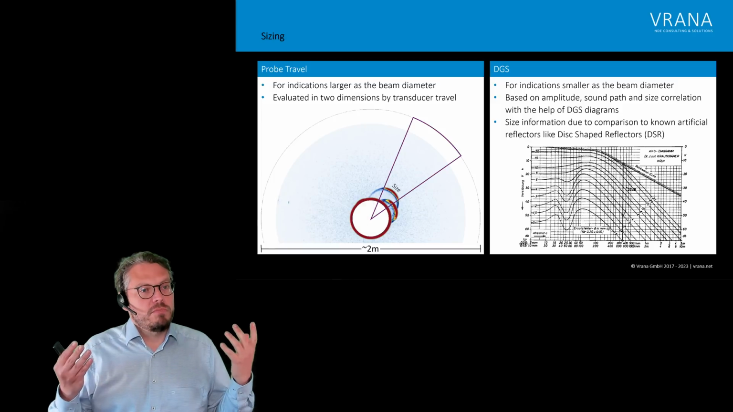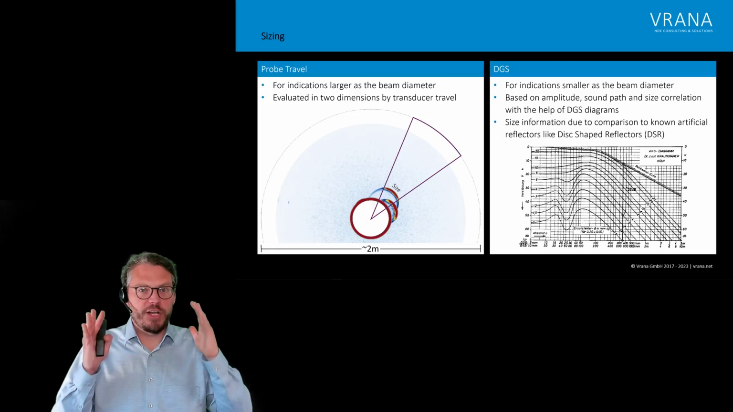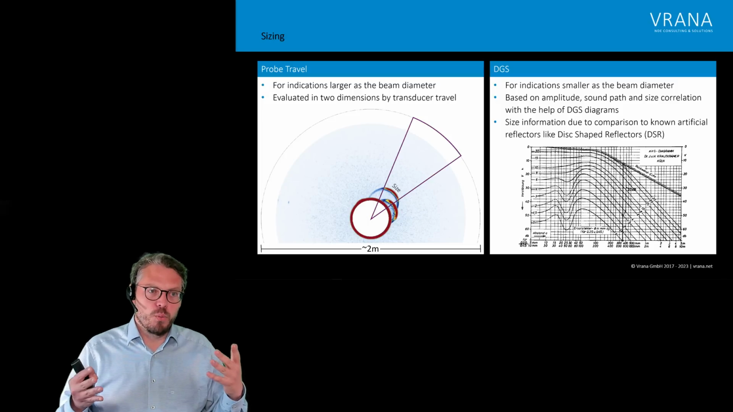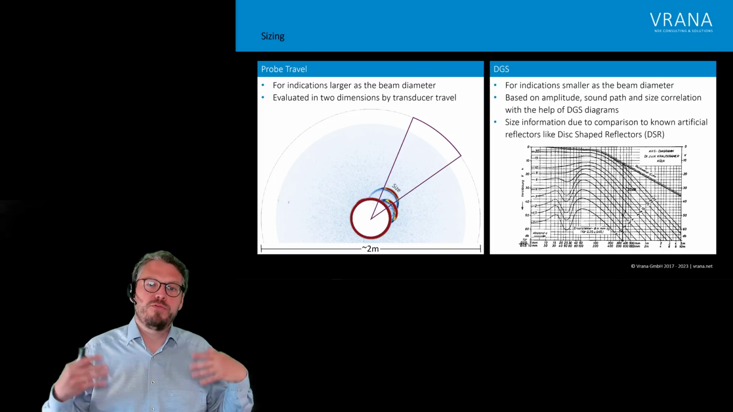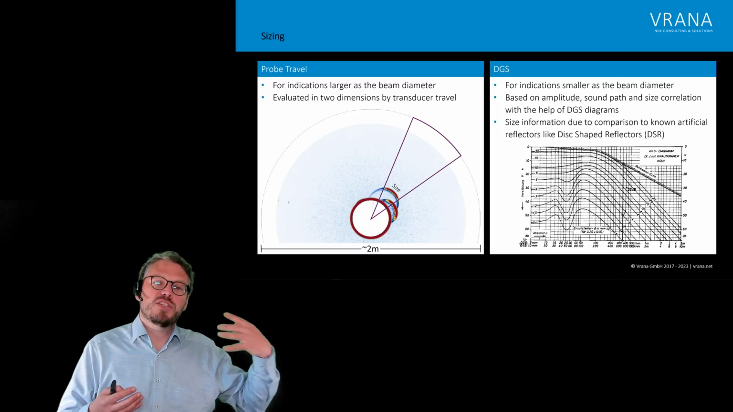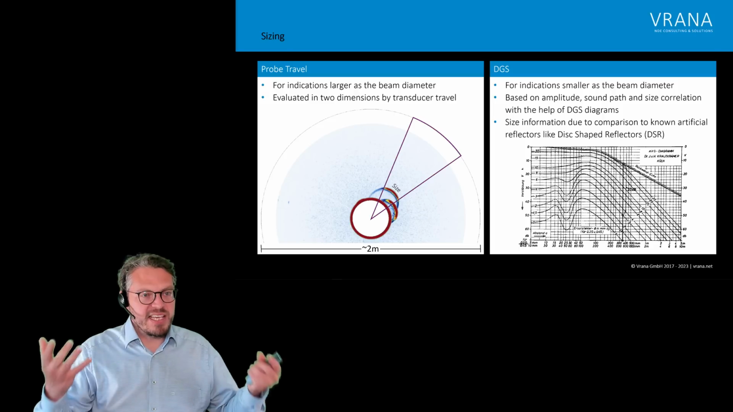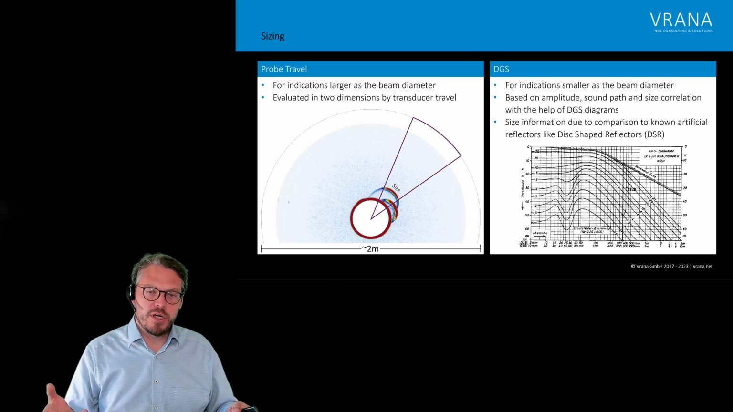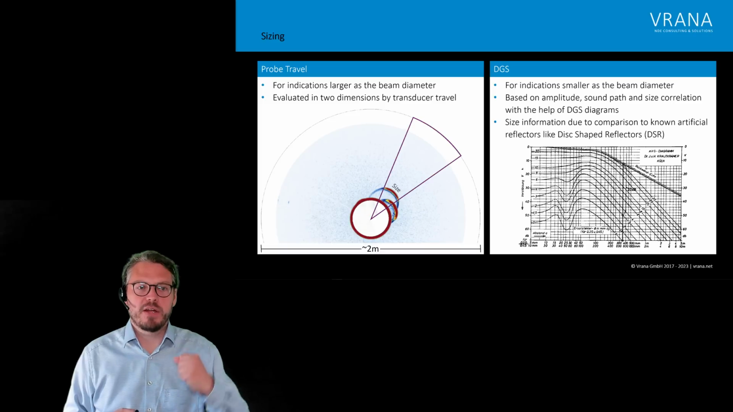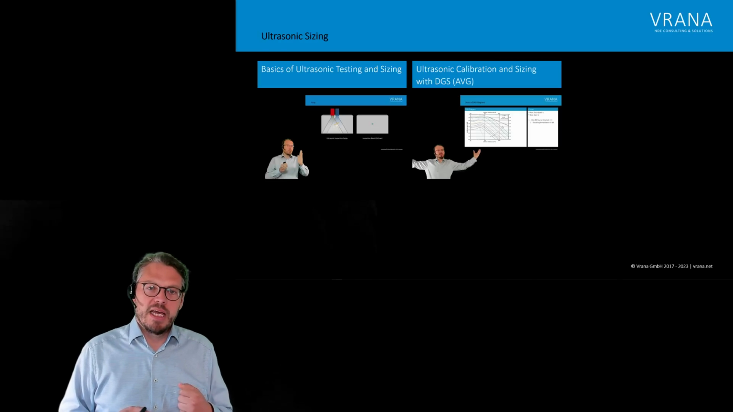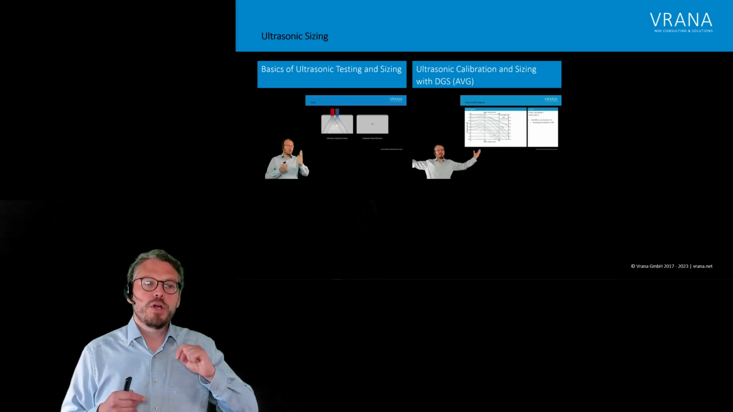We also discussed sizing with DGS. For large indications, we can still use probe travel, but for small indications, especially here in Europe, another method is used, a method where we do not need all those different calibration blocks. Instead, we use one diagram. Every single transducer type has a certain diagram. And then we go into that diagram and see, okay, this indication has a reflectivity like a disc-shaped reflector with 1.5 millimeters. Again, very similar to the DAC method, but instead of using calibration blocks, we use those diagrams. The details of the DGS or AVG method you can find in that video, or you can find the link right here.